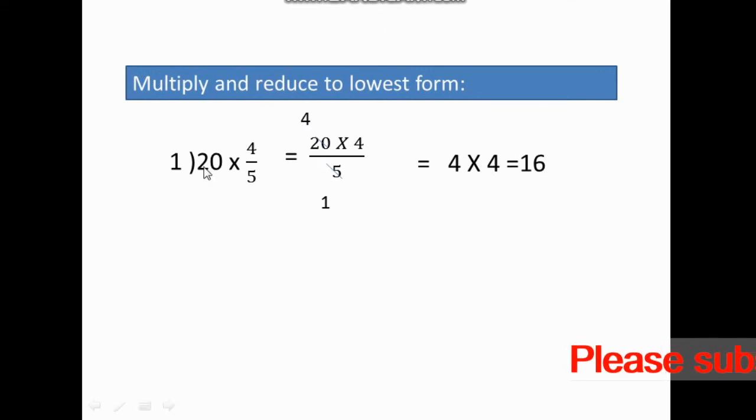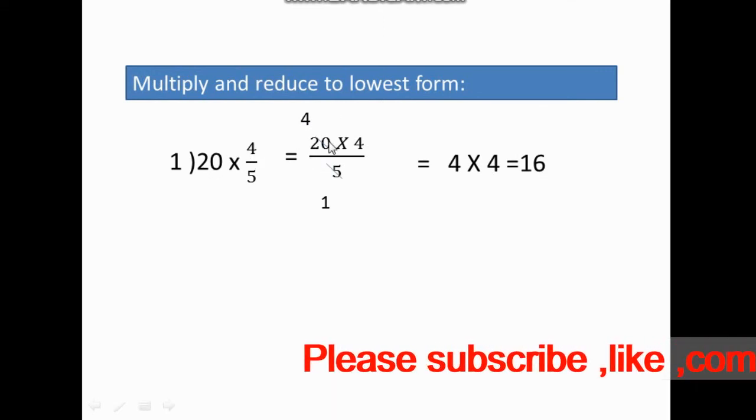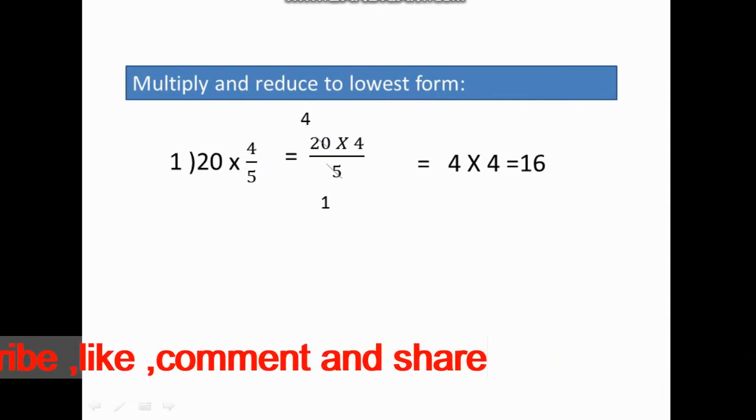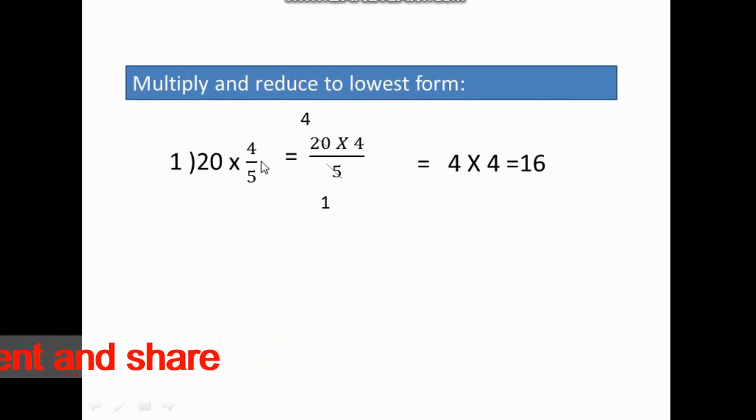Again I repeat, if you want to multiply this way, every time you are dividing this type of numbers, you have to check whether they are divisible by some number. If it is possible, you can do it right here like this. So easily you will get the answer in the lowest form as 16.